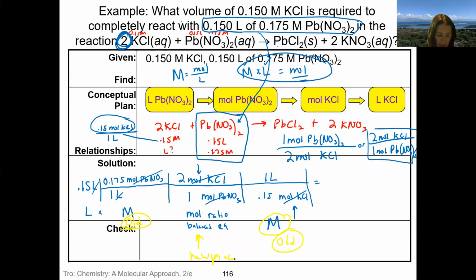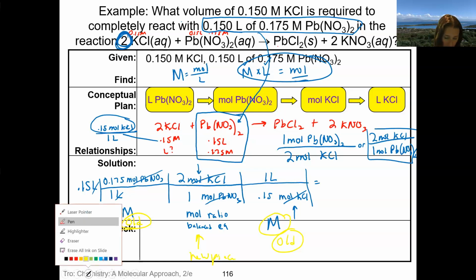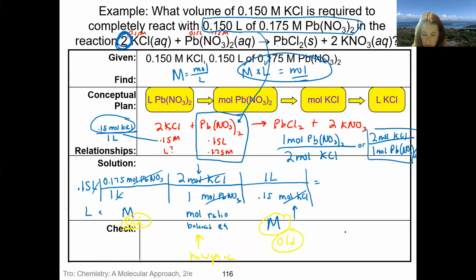So then in our calculators, we would put 0.15 times 2 divided by 0.15, oh, I forgot the 0.175 there, I didn't see that, times 0.175, the entire top divided by the entire bottom.